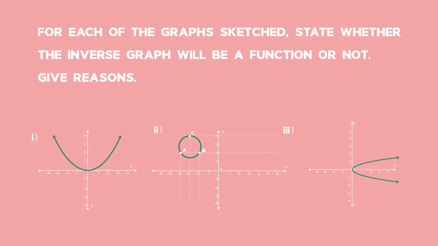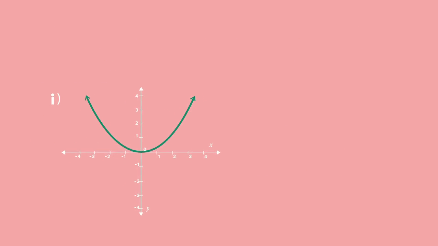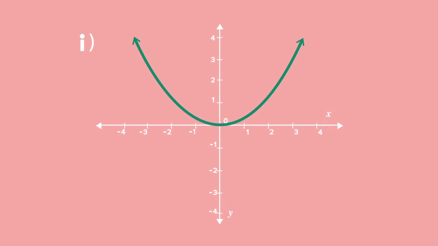Give reasons. In part 1, we are given a graph of a parabola. It is a function because there's only one y value for every x value. It is a many-to-one function. What does the graph of the inverse to this parabola look like? Choose some points on the graph. Let's choose (0, 0), (-3, 3), and (3, 3).